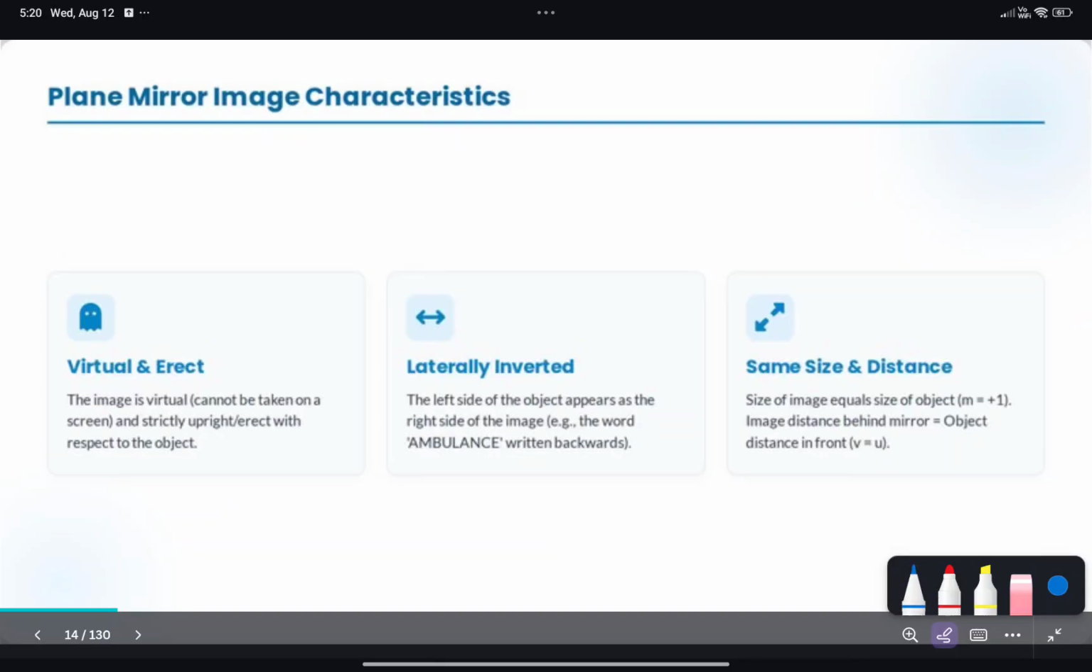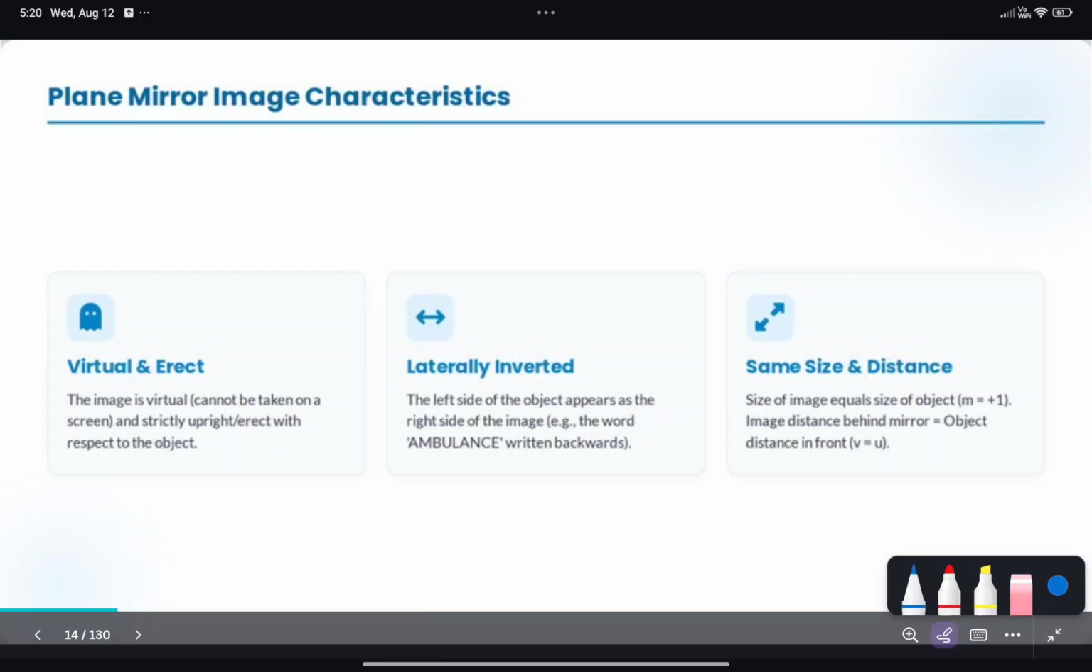See, plane mirror image characteristics. In the examination, they will ask a question like: what are the characteristics of the image formed in a plane mirror? Virtual and erect. The first one: what is meant by virtual? The rays do not actually intersect. Yes, the image is virtual, it cannot be taken on a screen. That is the first point. Virtual means it cannot be taken on a screen.